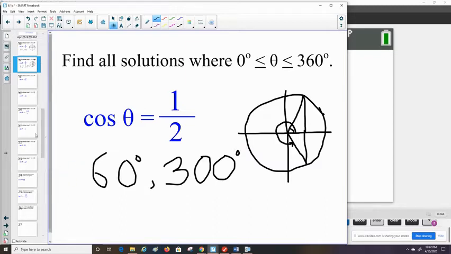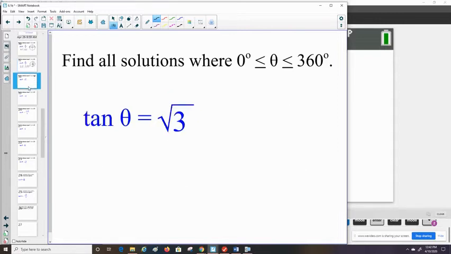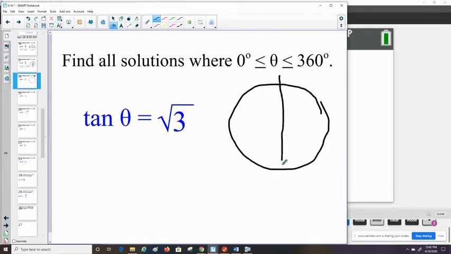Moving right along, I'm not sure if I want to do all these examples, but I do want to do a couple different types of ratios so we can think about how we do these problems. Tangent is equal to the square root of 3. All right, well, this is a positive square root of 3. Don't worry, we'll get to negatives in a moment.